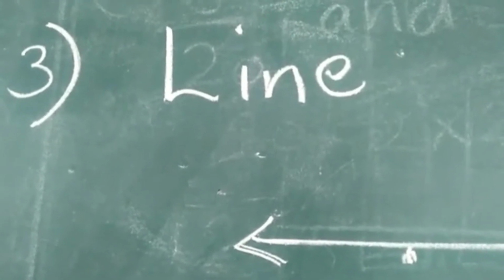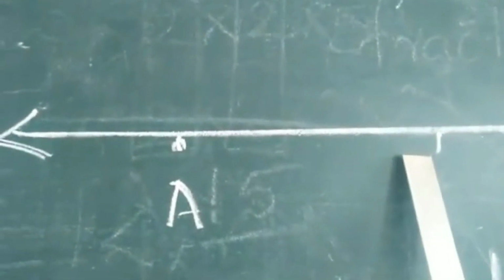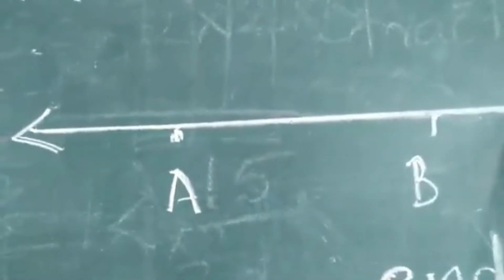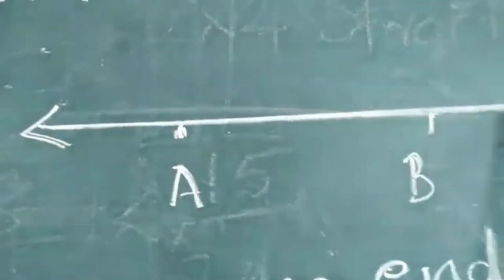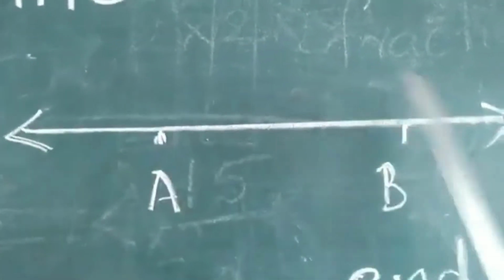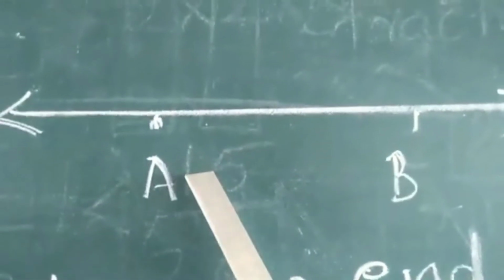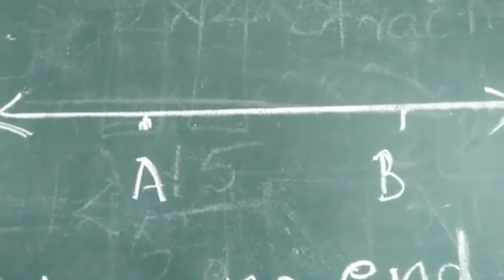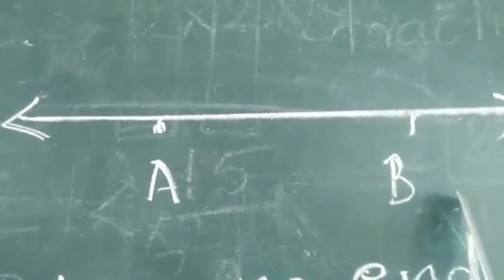Line. How will we get a line? If we extend a line segment AB in both directions, to left and right, we will get a line. That means this line has no endpoint. We found line segment has 2 endpoints, but here line has no endpoint.